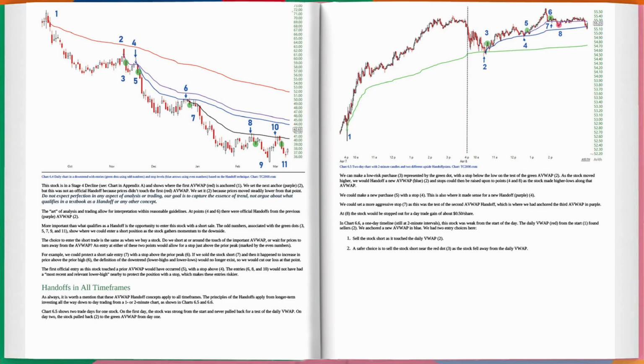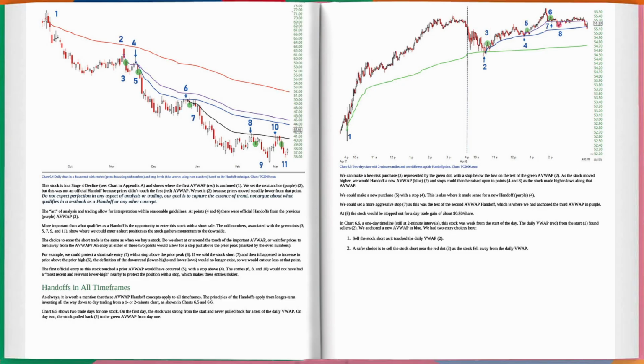On the first day, the stock was strong from the start and never pulled back for a test of the daily VWAP. On day 2, the stock pulled back 2 to the green AVWAP from day 1. It can make a low-risk purchase 3 represented by the green dot, with a stop below the low on the test of the green AVWAP 2. As the stock moved higher, we would hand off a new AVWAP blue 2 and stops could then be raised to points 4 and 8 as the stock made higher lows along that AVWAP.